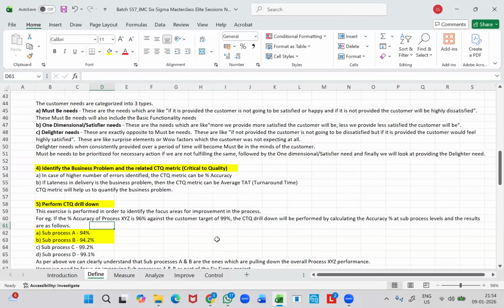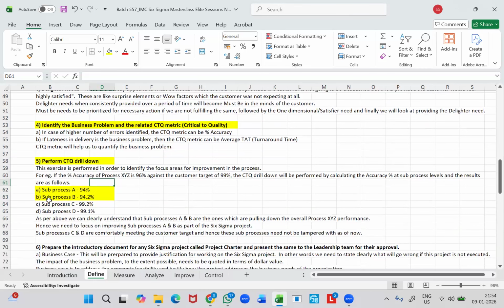So what is it that I'm supposed to do? I need to in-scope only sub-processes A and B for necessary improvement as part of the Six Sigma project. I will not be focusing on sub-processes C and D as far as this Six Sigma project is concerned. So I will keep sub-processes C and D out of scope. I'm going to focus only on improving sub-processes A and B as part of my project exercise.